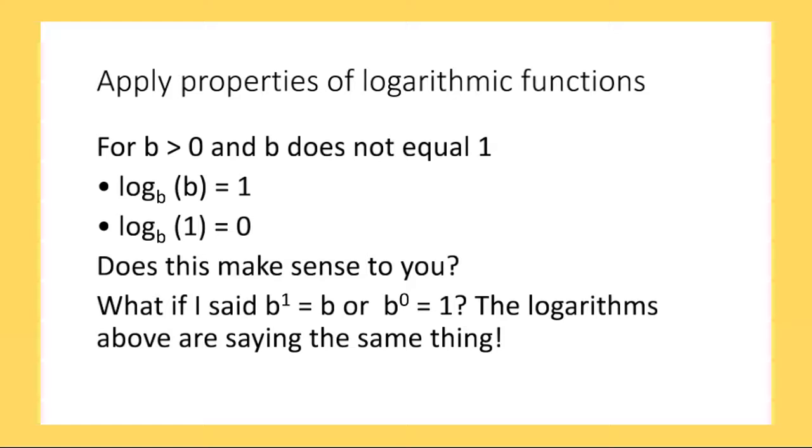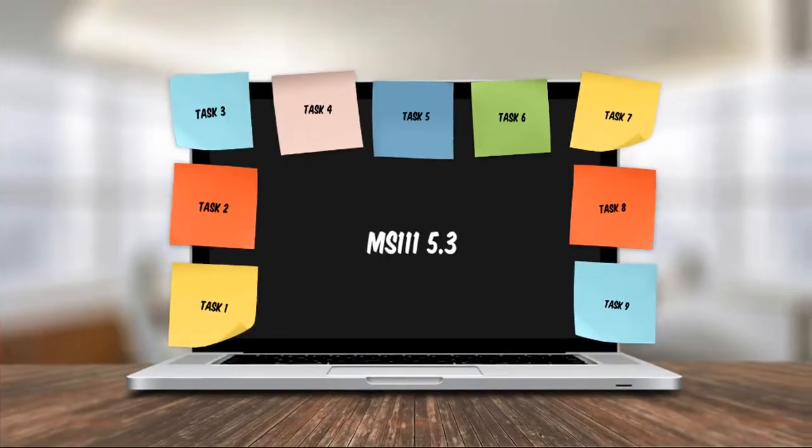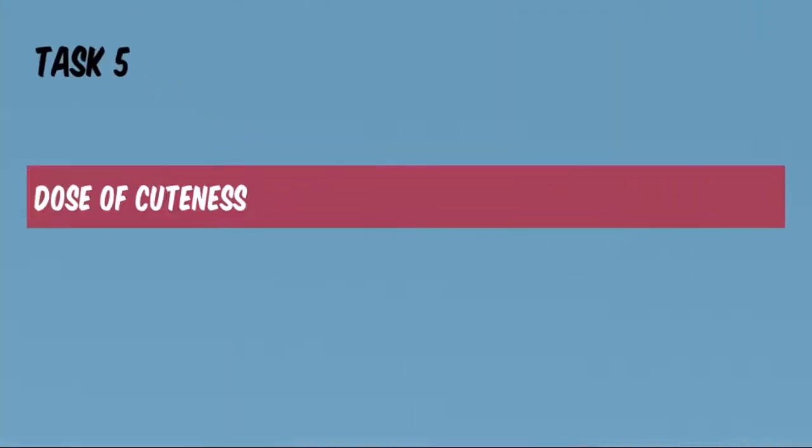Now, what about these last two properties we're going to look at? Log base b of b is equal to 1, and log base b of 1 is equal to 0. Do these make sense to you? What if I said b raised to the first power is equal to b, and b raised to 0 is equal to 1? Those make sense, and that's exactly what the logarithms are saying above. Let's take a look at our next task.